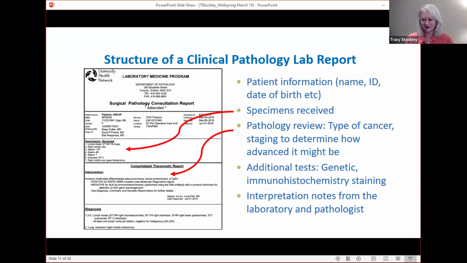The additional tests are usually much further down in your report, so the genetics or the IHC. And sometimes there might be other interpretation notes specific from the lab or the pathologist, and those might be further down. The reason for that is usually that the pathologist will do an initial review of the tissue, and then they might add on tests after. They'll look at the tissue and say, I have to do IHC testing, I have to do genetic testing, and those get added or amended onto your report. That's why it can have parts coming much later.